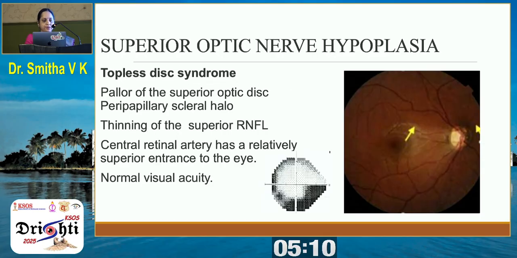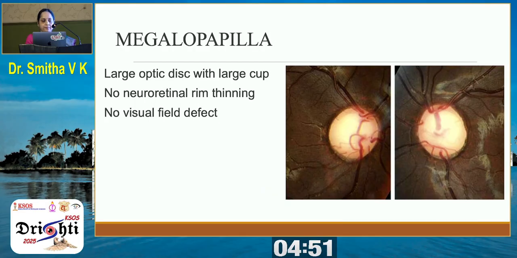In superior segmental optic nerve hypoplasia, otherwise known as topless disc syndrome, there is pallor of the superior optic disc with peripapillary scleral halo and thinning of the superior RNFL with a corresponding inferior visual field defect. The central retinal artery has a relatively superior entrance to the eye. In megalopapilla, there is a large optic disc with a large cup. There is no neuroretinal rim thinning or visual field defect.